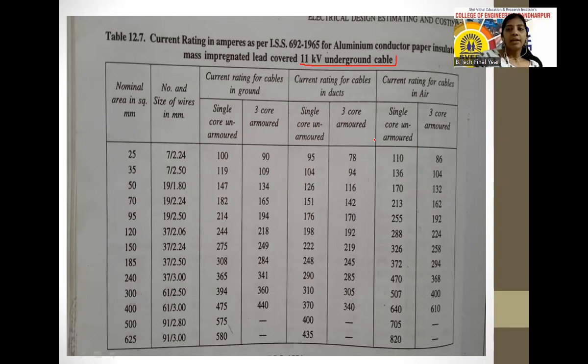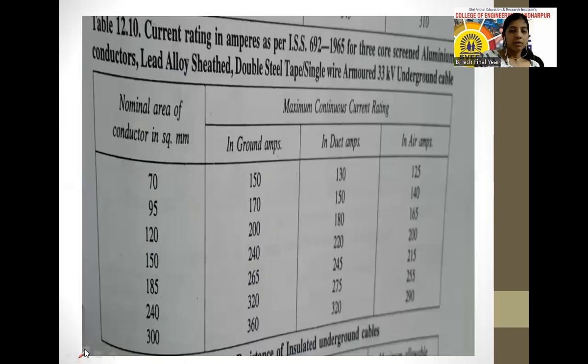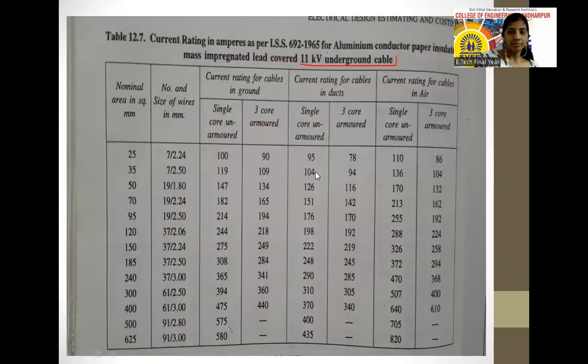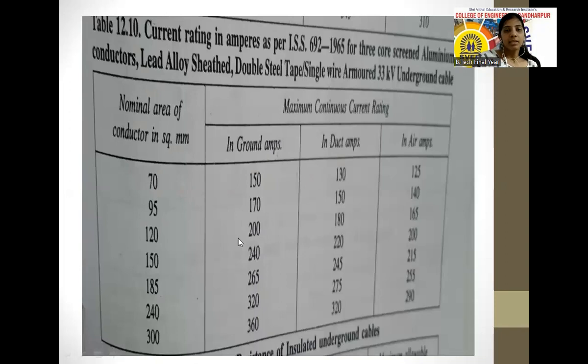Okay, and while selecting the size of the conductor for higher voltages, always prefer 3-core cable, or multi-core cable, rather than selecting single core cable. Single core cable you can select for the minimum voltage levels. Then next, this table is for up to the 33 kV voltage levels.